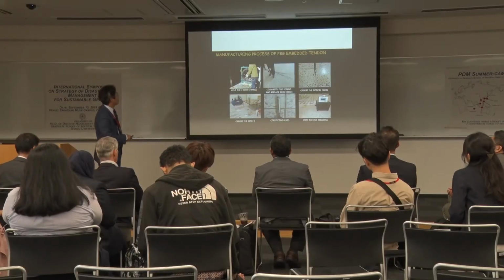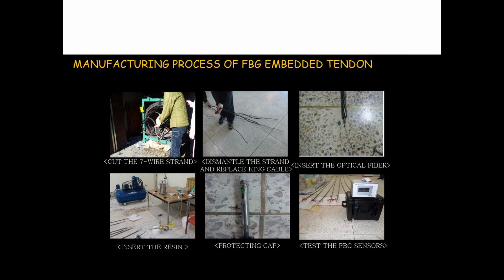This is the manufacturing process of the FVG embedded tendon. You see, we cut a 7-wire strand to the design length for the anchors, and then dismantle the strand and replace it with king cables like this, and then insert the optical fibers inside the king cables, and then fix them with resins using pumping systems, and then protect with the cap like this, and then test the FV sensors after inserting these cables into the anchor systems.